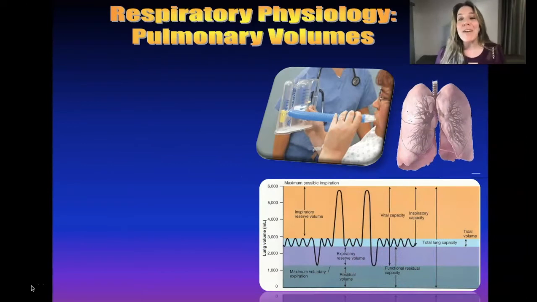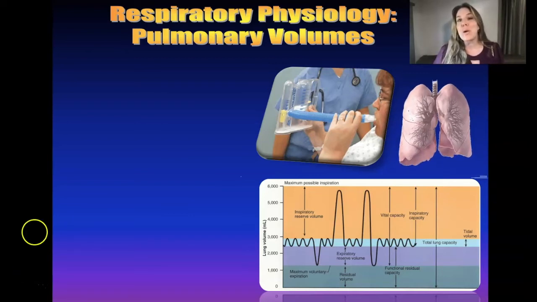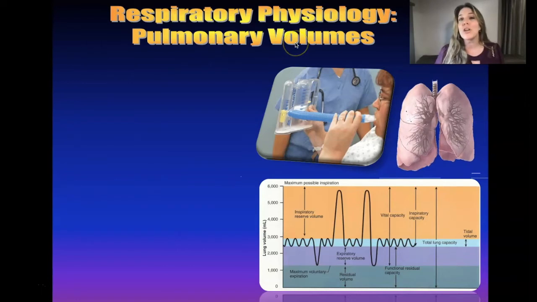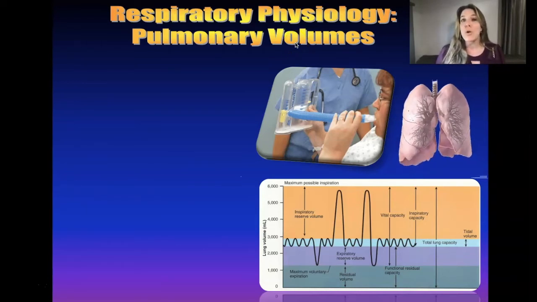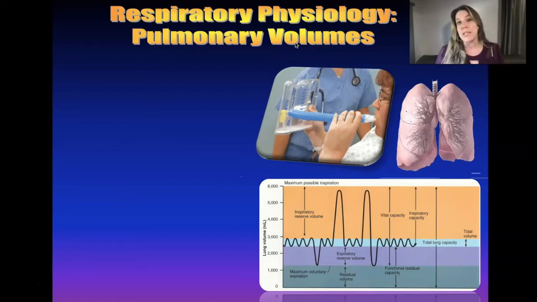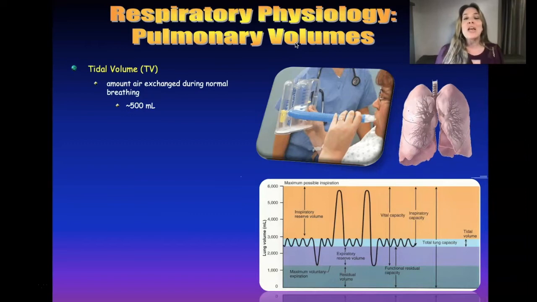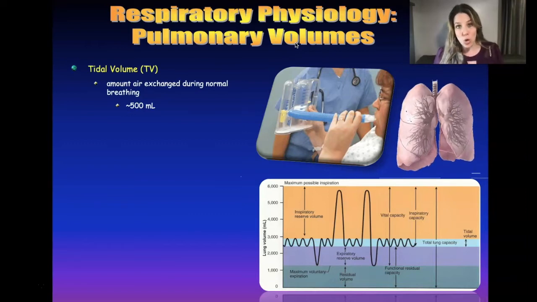Okay, so now that we have the basics of pulmonary ventilation, we know how we breathe in and breathe out. Let's see if we can quantify it. So we're going to look at two things called pulmonary volumes and pulmonary capacities. So this will allow us to have a quantitative and graphical representation of how air moves in and out of our respiratory system. So let's first talk about normal breathing.